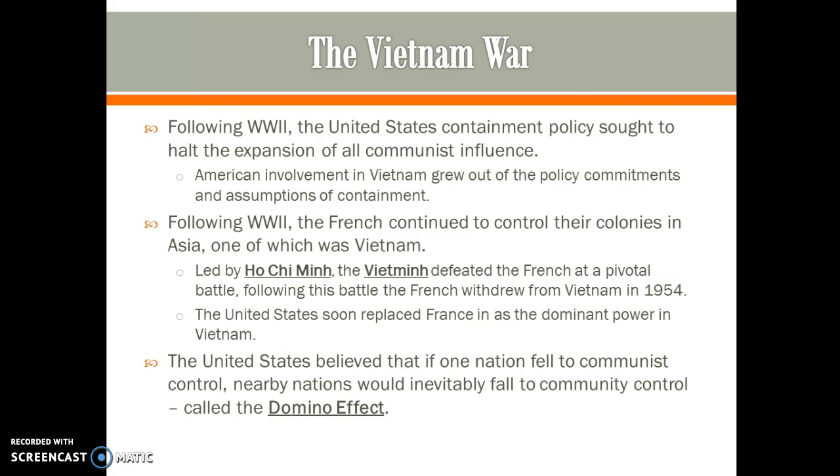The United States believed that if one nation fell to communist control, all the nearby nations would also fall to communist control, just like dominoes. So they called this the domino effect.